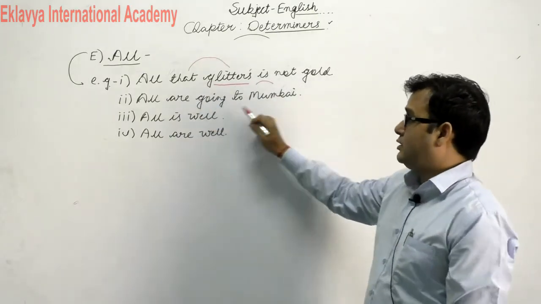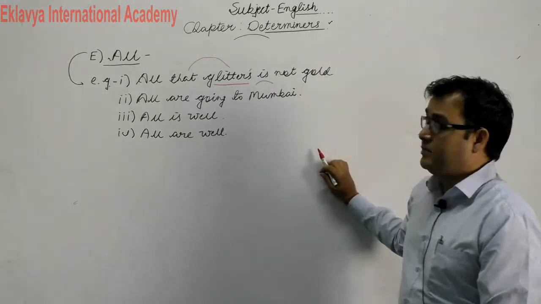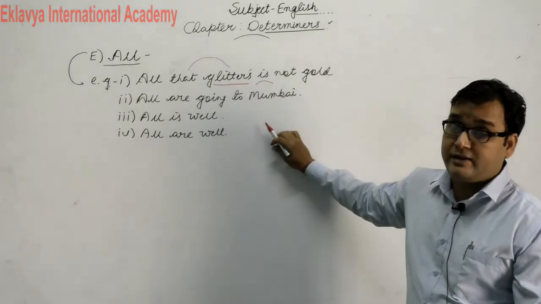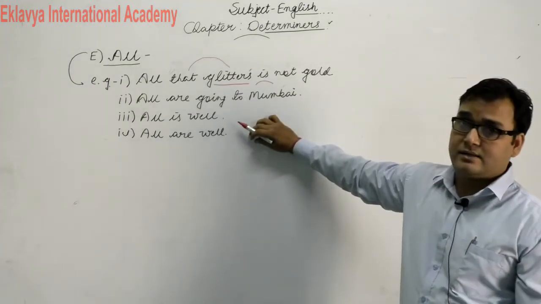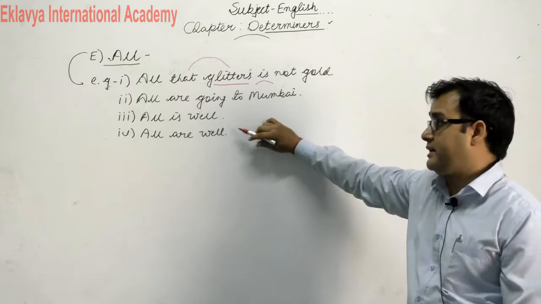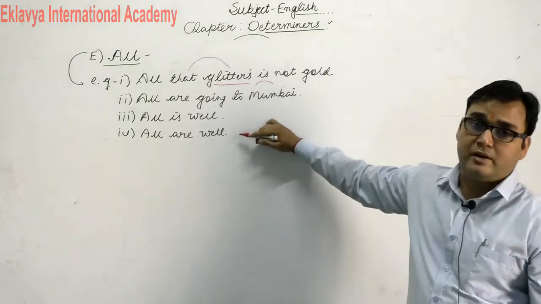ऑल आर गोइंग टू मुंबई, सभी मुंबई जा रहे हैं. ऑल इज वेल, सब कुछ व्यवस्थित है, सब कुछ ठीक है. ऑल आर वेल, सब कुछ सभी लोग ठीक है.